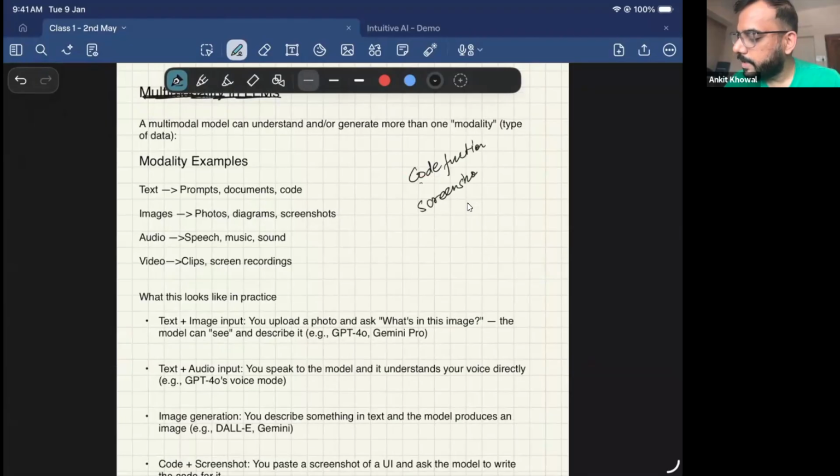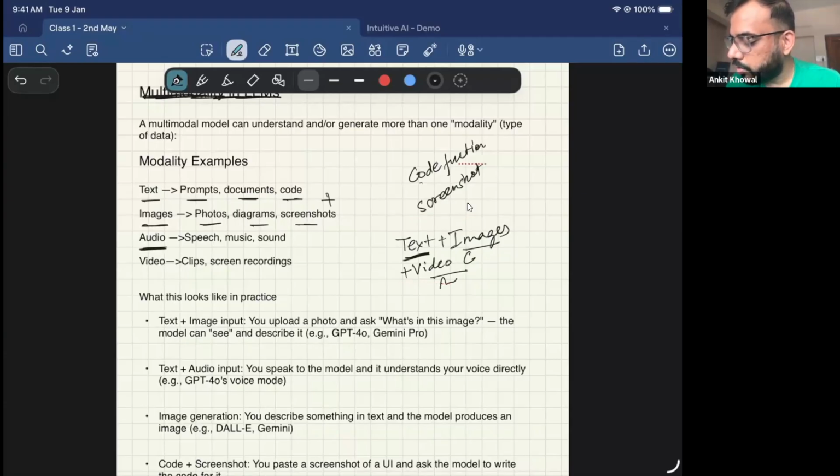So a model which can process text plus images plus, let's say, video clips, or anything which can cater to different formats of data. Text, images, video, music, and everything are called multimodal because they have an understanding of different things. For example, text: you give prompts, documents, code. You can give images, photos, diagrams, screenshots. It can understand this plus this. It can understand audio also, speech, music, sound. If you give video, it will understand.